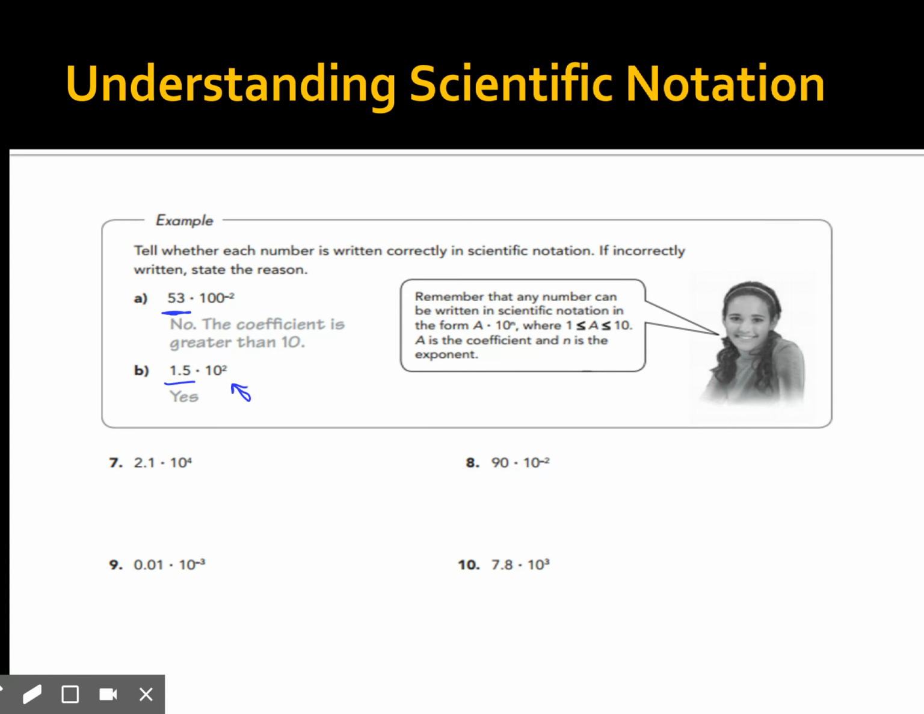So number 7, 2.1 times 10 to the fourth power. 2.1, that's greater than 1 and less than 10, multiplied by 10 to the fourth power. So yes. Number 8, 90 times 10 to the negative second power. 90 is greater than 1, but it is not less than 10. So no, this is not the coefficient. It is not less than 10.